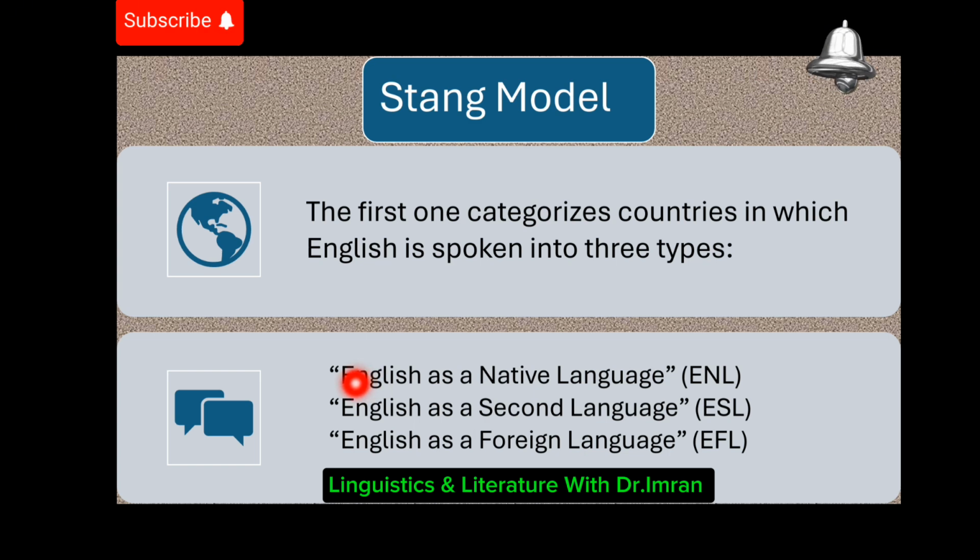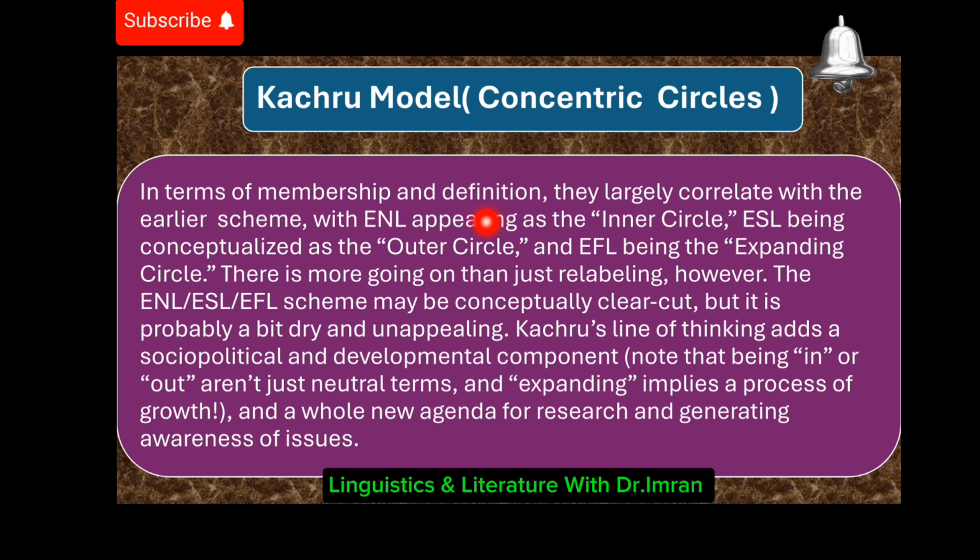The second category in this Strang model: English as a second language. For example, in Pakistan, India, Nigeria, Bangladesh, Malaysia, and so on. Here English is spoken as a second language in these countries. And English as a foreign language, for example in China, in Japan, right? In Russia. So in these countries, English is spoken as a foreign language. So this model includes countries where English is spoken at different levels. Right? Native language, second language, and foreign language. Next, we have the Kachru model.